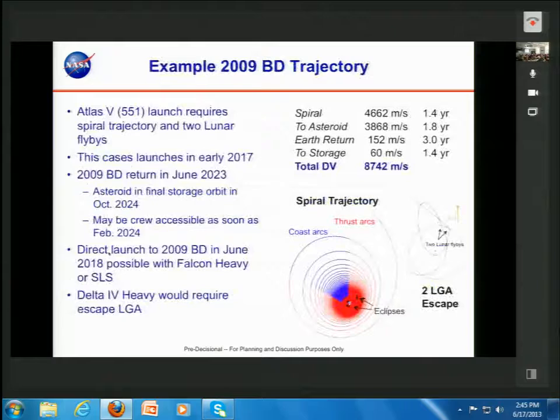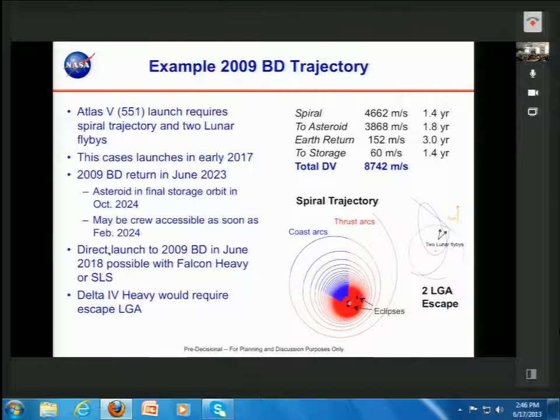All right. So here's an example trajectory of 2009 BD. And so this has 8.7 kilometers a second of delta V, you'll see in the upper right. This is not something to try in chemical propulsion, especially because in addition to being high delta V, if you look from this Earth return to storage orbit, the delta Vs get little because an asteroid is freaking huge. And so you can play with the rocket equation and see how hard it is to do 150 meters per second with 500 tons, but you will see it is very hard.